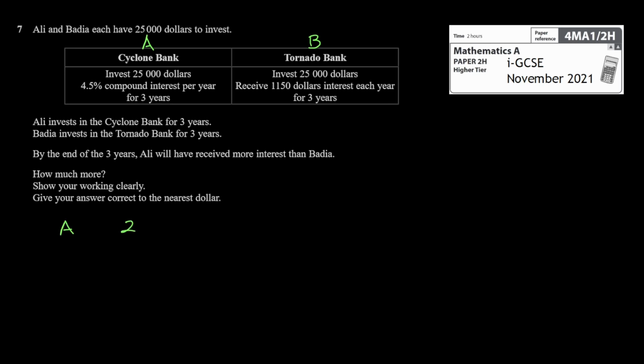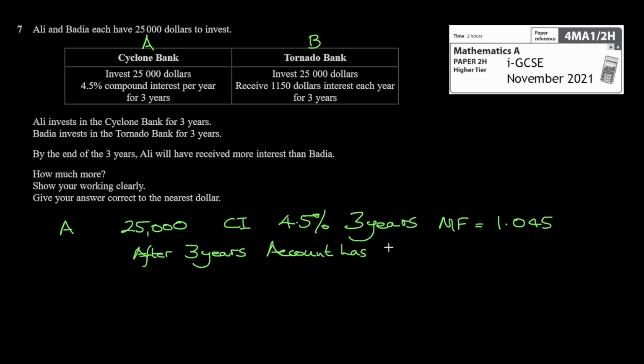Now, the initial investment is $25,000. It's compound interest at 4.5% for 3 years. Now, what's our multiplying number that 4.5% generates that is going to act on the 25,000 each year because it's compound interest? Well, in this case, the multiplying factor is equal to 1.045.